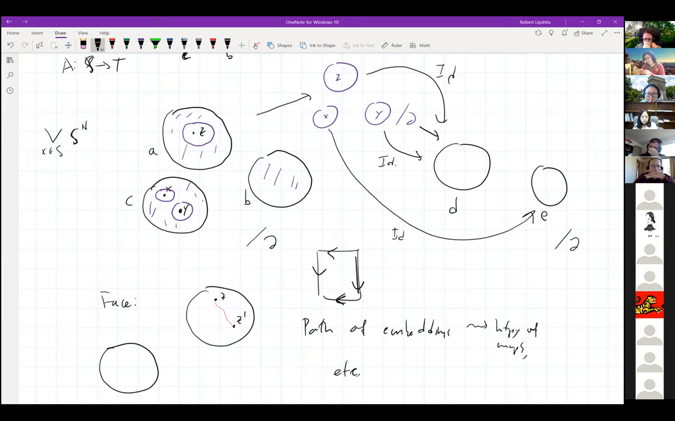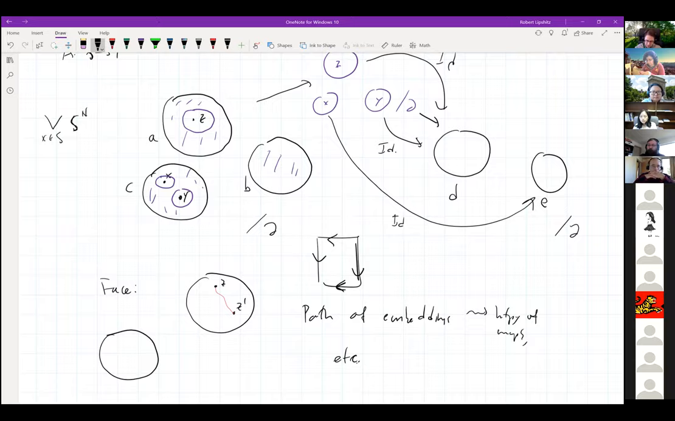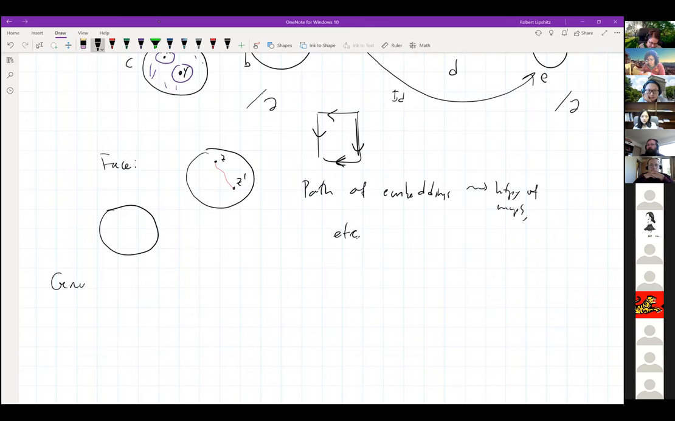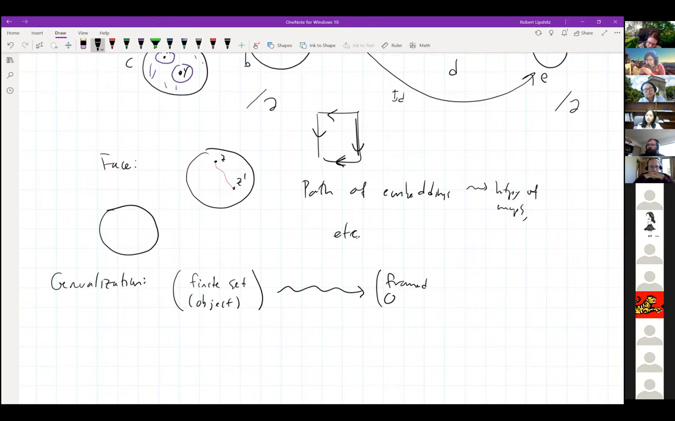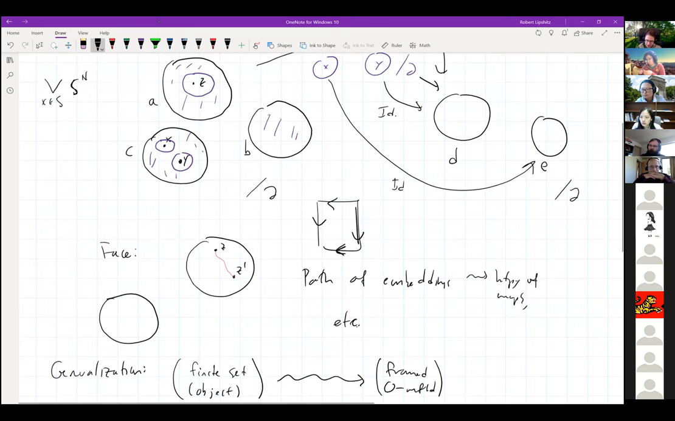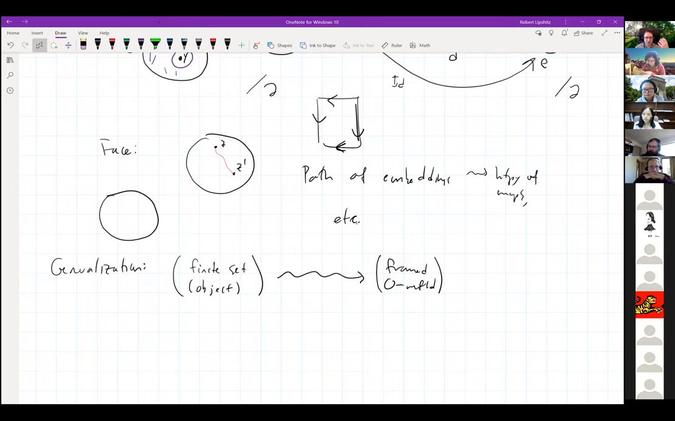I want to generalize this. So where before we had a finite set, the object in the Burnside category, I'm going to generalize that to a framed zero manifold. It's just a disjoint union of points with signs, but it's a framed zero manifold. And then the same construction gives us a Pontryagin-Thom collapse map. So instead of correspondences of finite sets, I've got correspondences of signed finite sets, but framed finite sets. But then I can do more general cancellation.